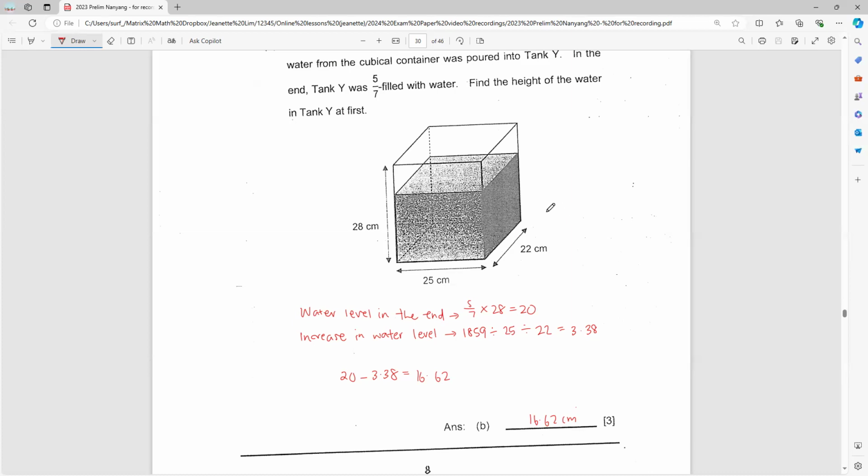Alternatively, you can find the volume of the water in the end and then minus the volume of water added. And using that new volume, you divide by the base area. Okay, that's the other way. So this way, we are using height to help us find.